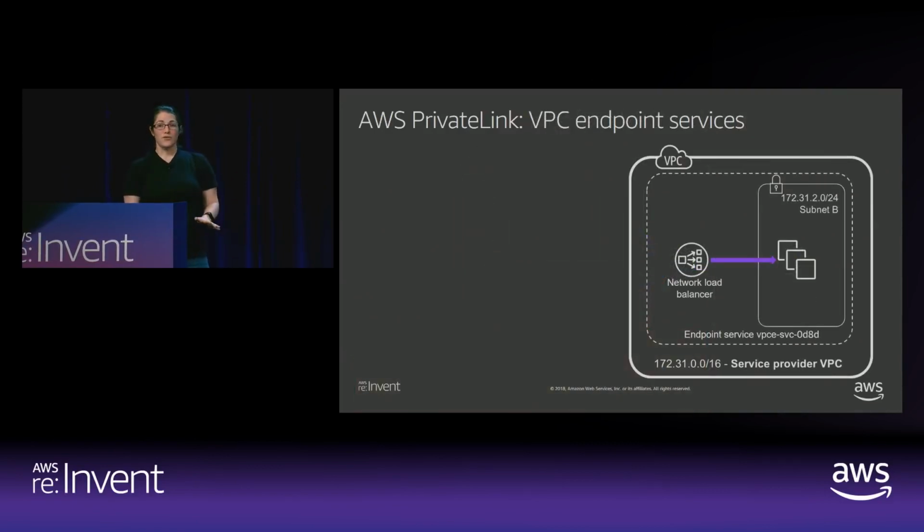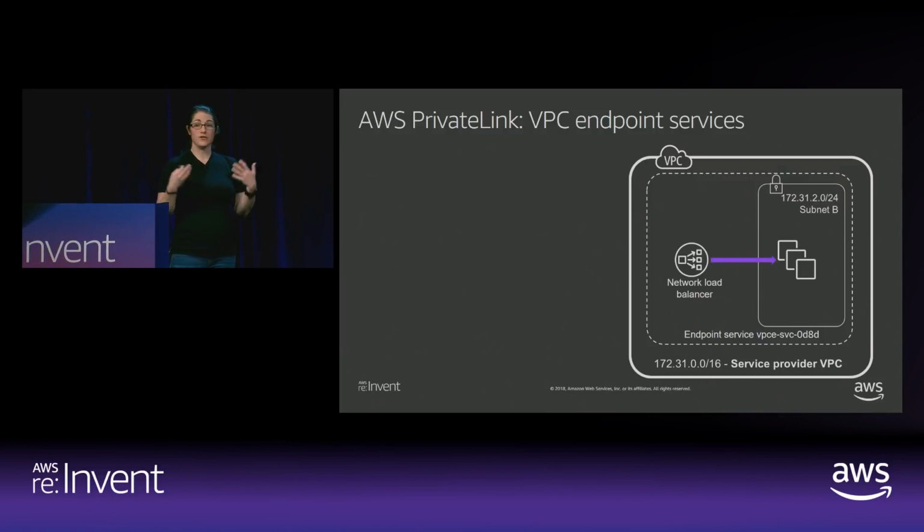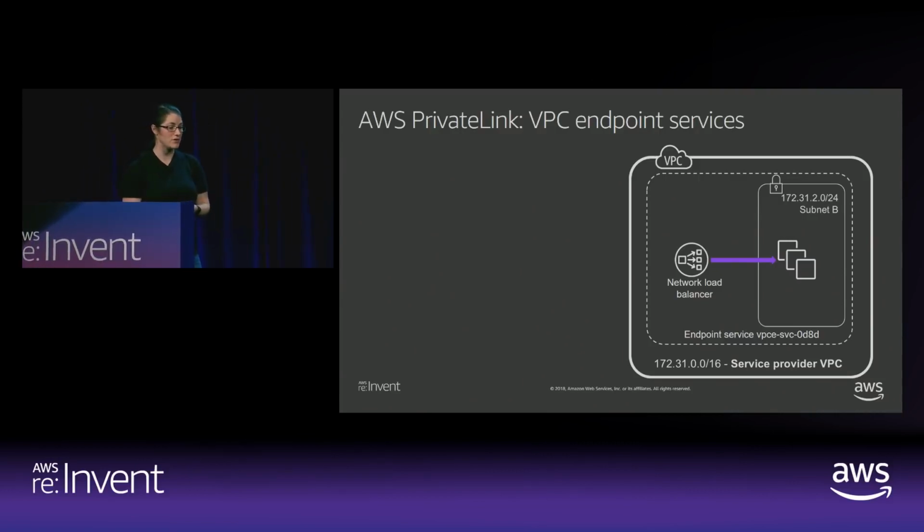One really, really cool thing about Private Link and VPC endpoints is that if you have your own service and you want to share that with other VPCs in your account, or if you are a service provider and you actually want to offer that as a third-party service, you can do so without making your service publicly accessible. So you can actually make your own services available over VPC endpoints just like those AWS services are.